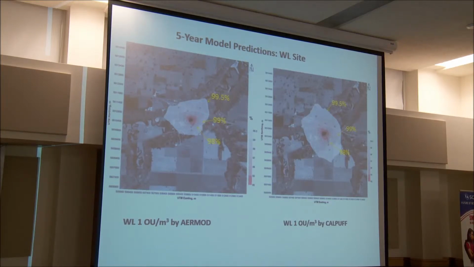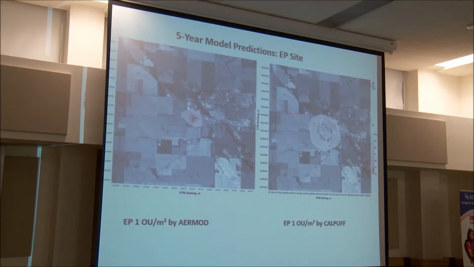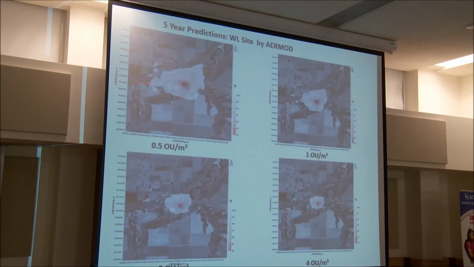And then this is the prediction by CALPUFF. What we can compare between those two models is that CALPUFF predicted higher concentrations than AERMOD. This is just the opposite of what we observed from the field hourly prediction. In that one, CALPUFF under predicts, but this one is over predict, resulting in a larger impact area. And then this one is a 5-year model result for the ethanol plant site, AERMOD and CALPUFF. It's a similar story.